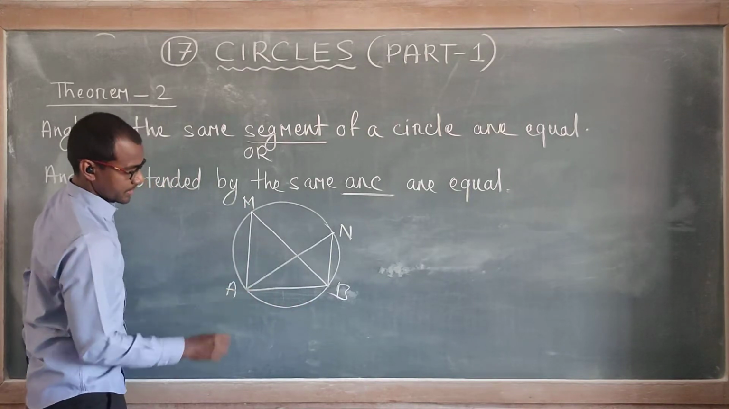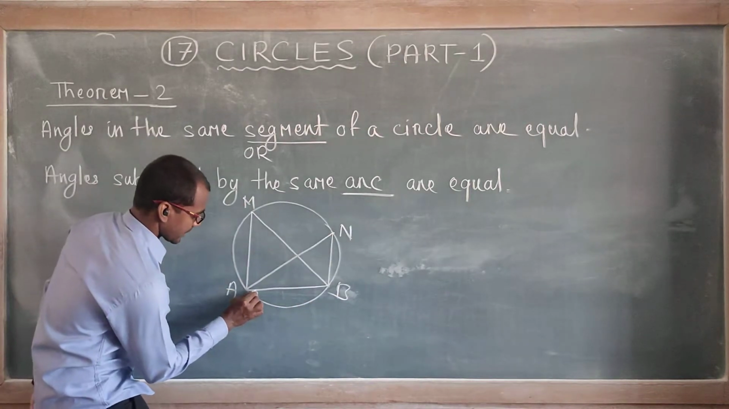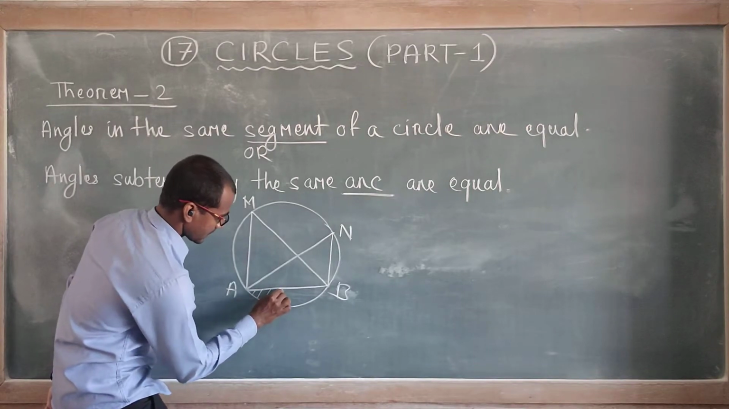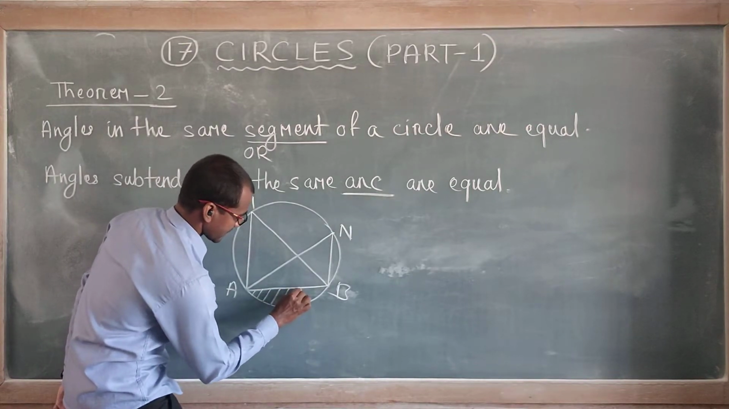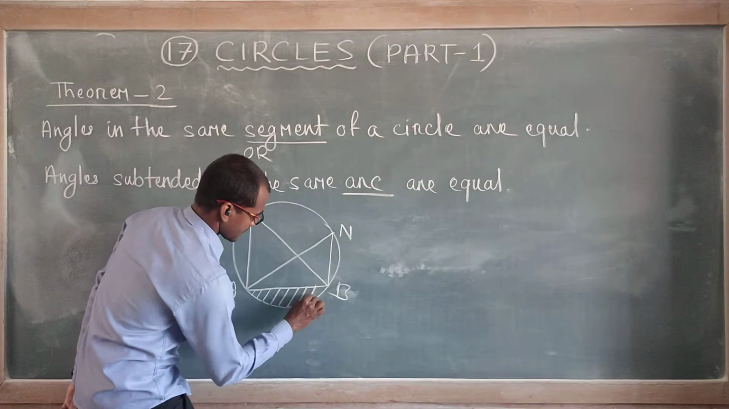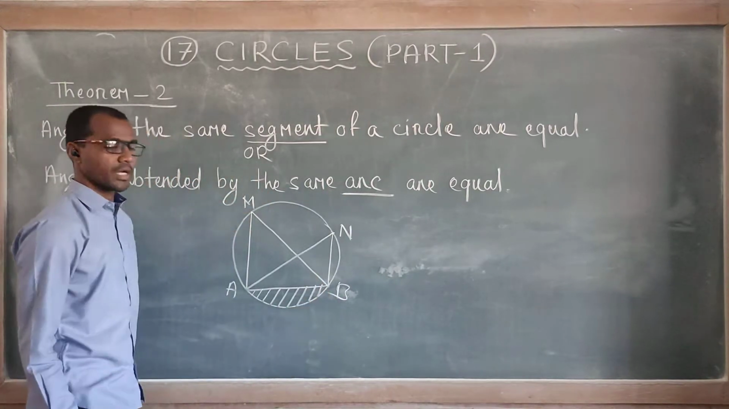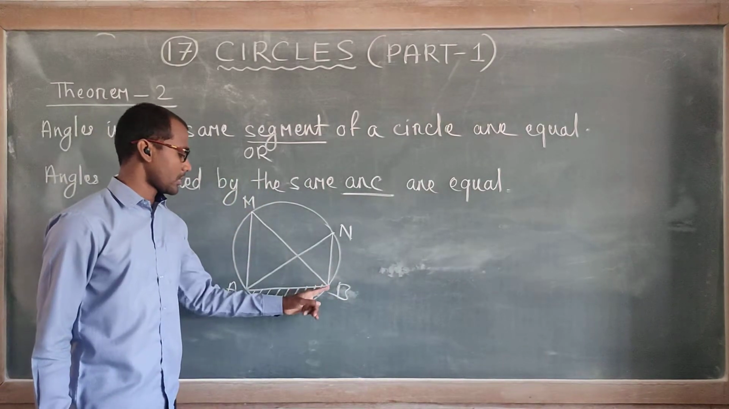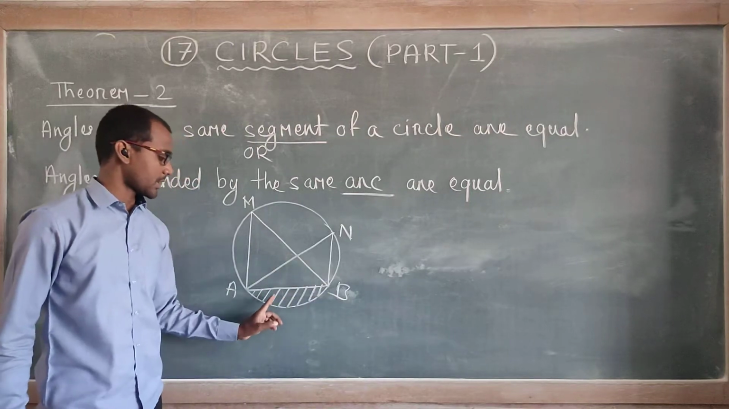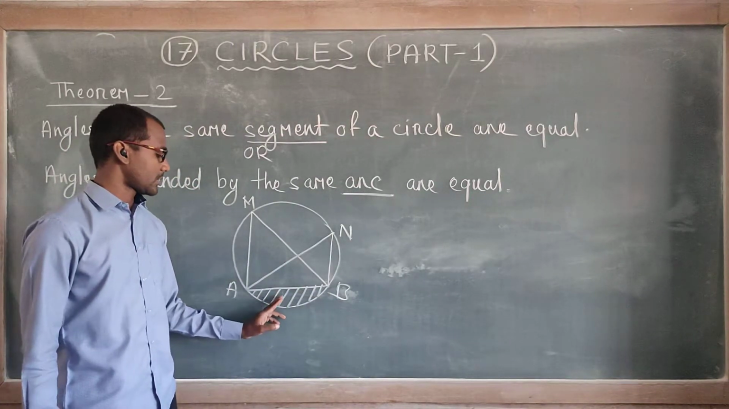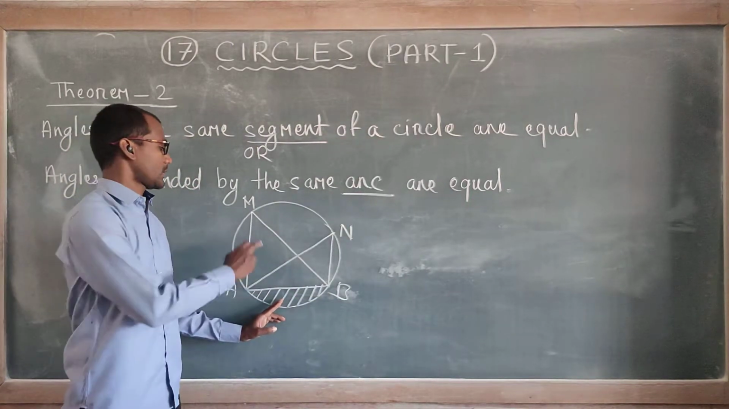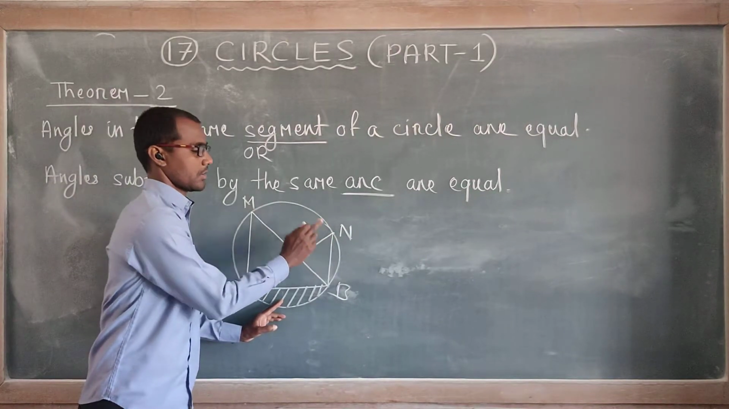If you join AB, you get a segment. I have already told what a segment is in the class 9 circles chapter. A segment is the region bounded by a chord and an arc. So this is the segment. Now you can see this segment is subtending this angle and this angle both.